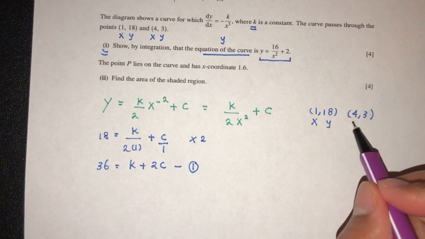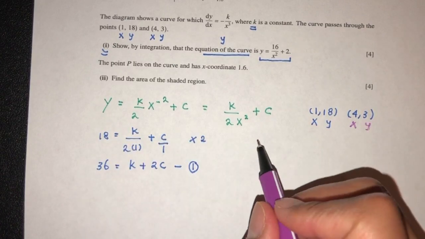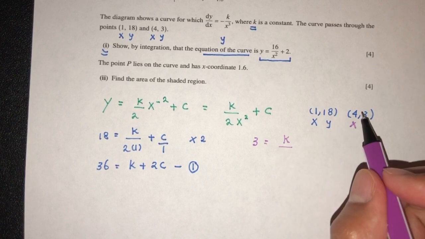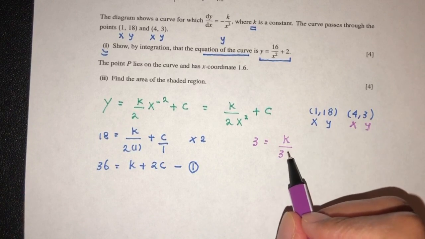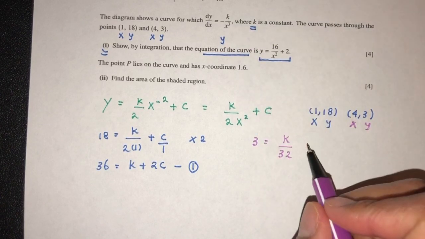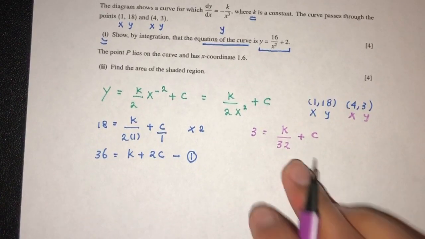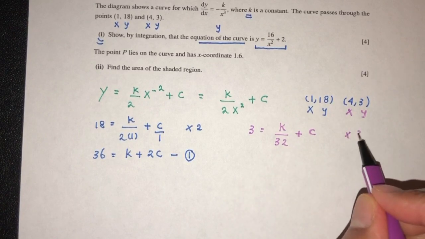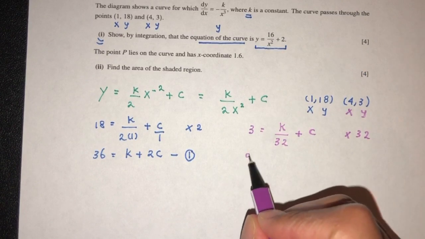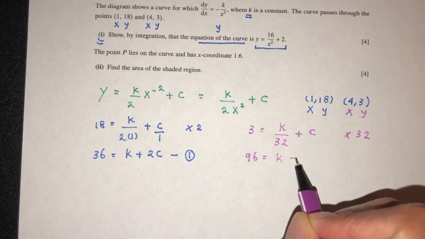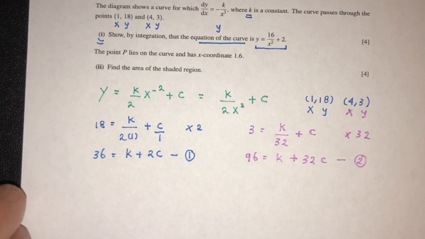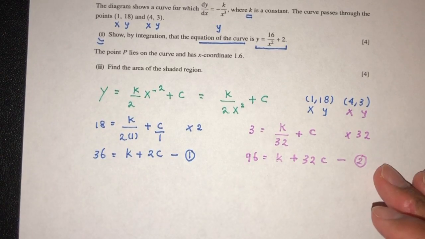Now for this one, again, x and y value. When x equal to 4, y equal to 3, that will be k over 2 times 16, that will be 32, right? 2 times 4 squared will be 32, and plus the value of c. Now to cancel out this value, I multiply everyone by 32. That will be what? 3 times 32 will be 96. 96 equal to k plus 32c. That is my equation number 2. Now I can make which one? Let me check.